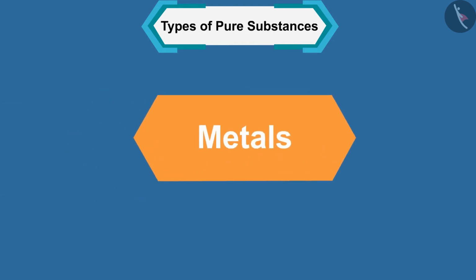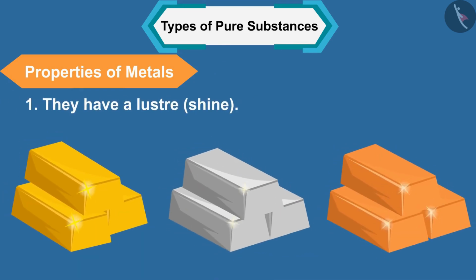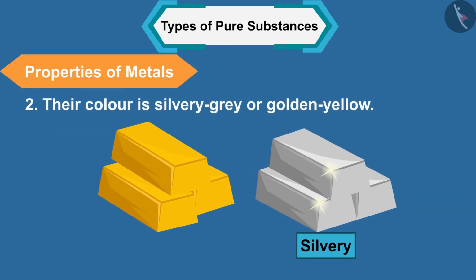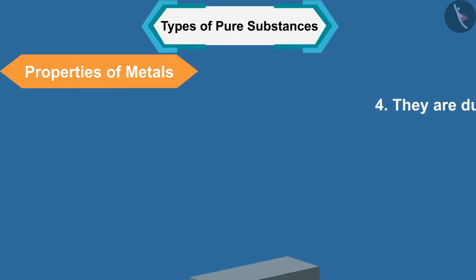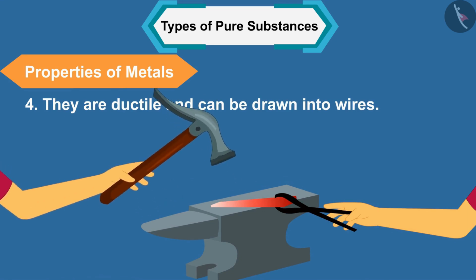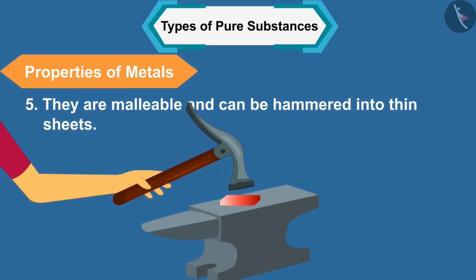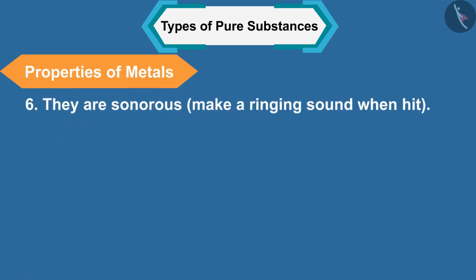Let us first learn about some properties of metals. 1. They have a luster, shine. 2. Their color is silvery gray or golden yellow. 3. They are conductors of heat and electricity. 4. They are ductile and can be drawn into wires. 5. They are malleable and can be hammered into thin sheets. 6. They are sonorous, making a ringing sound when hit.